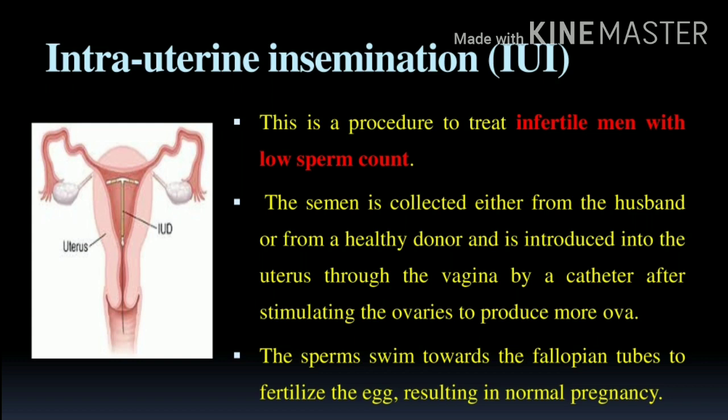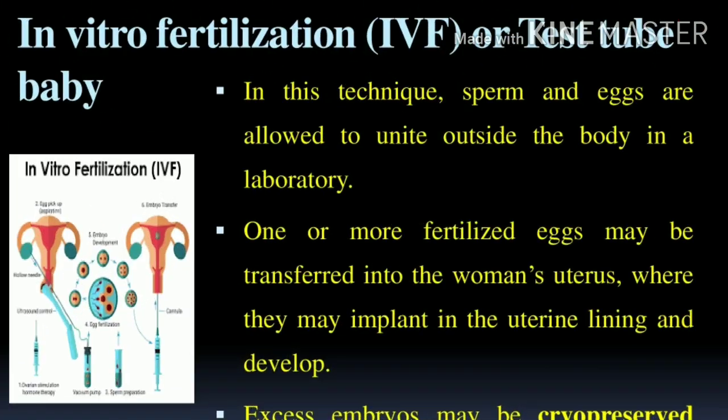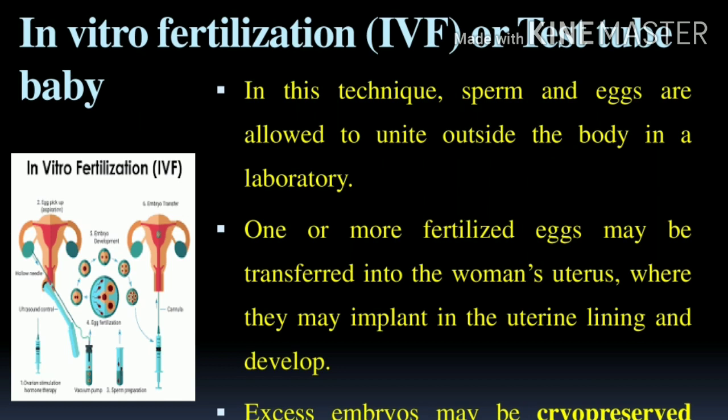Can you understand? So what is IUI? It is done only in infertile men. We collect semen and introduce it into the uterus through the vagina by a catheter. In these conditions the ovaries are stimulated to produce more ova, so the sperms can move towards the fallopian tube to fertilize the egg, resulting in a normal pregnancy. Can you understand? Next is IVF. What is the meaning of IVF?